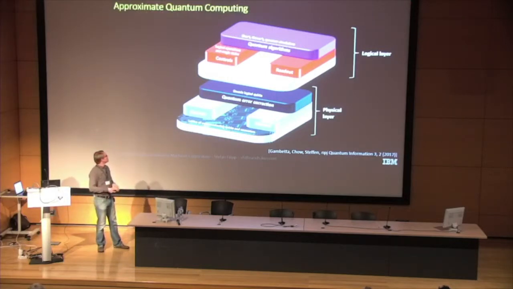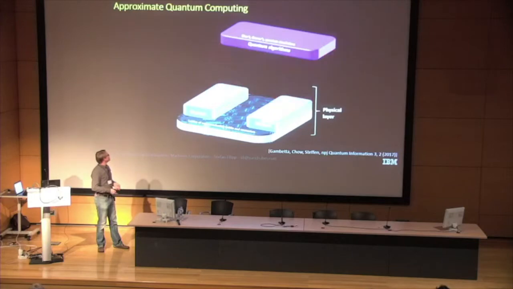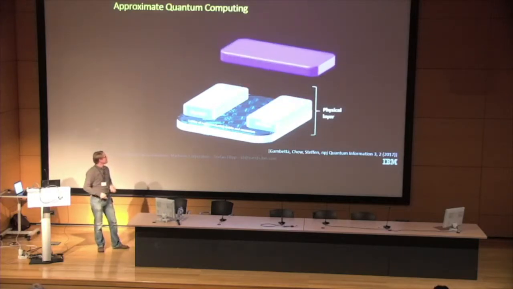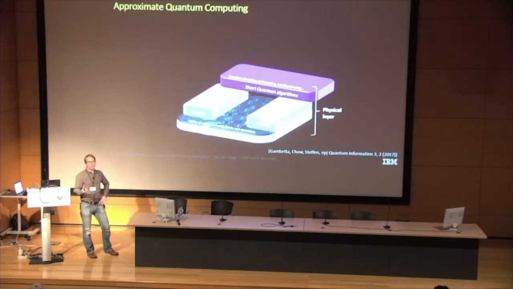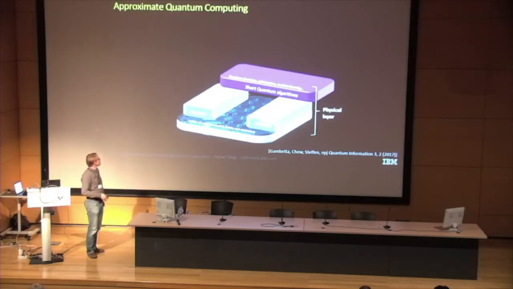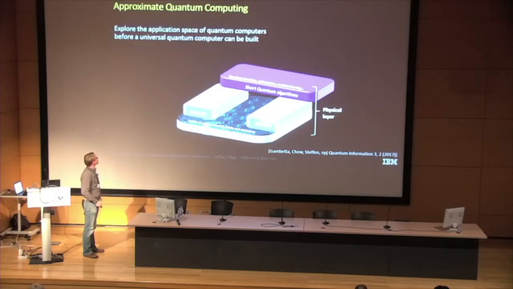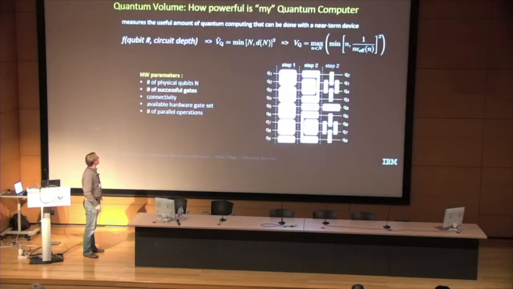So what's the idea then? We have to explore the space where we can forget about this logical layer and think about what can we do with just the physical hardware and components that we have around. And that means we have to look into how short can we make our quantum algorithms before quantum coherence is lost, and what applications can we find.